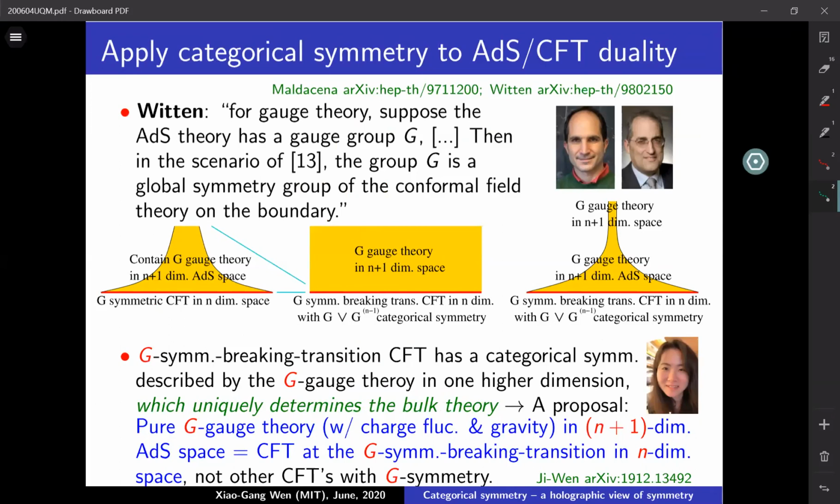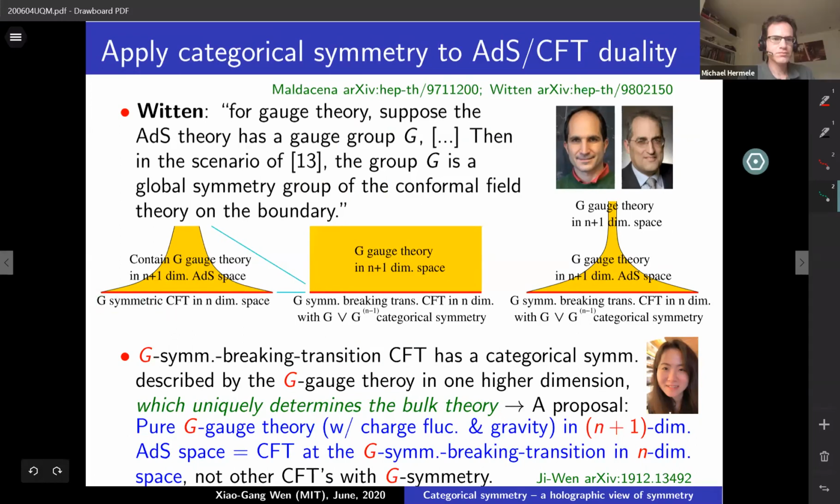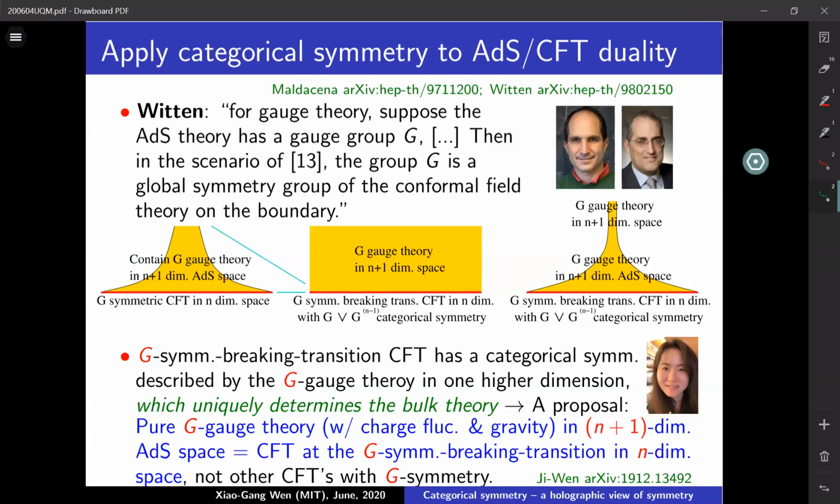So one cannot help but compare this with the AdS/CFT picture. Witten mentioned that in the AdS/CFT picture, if a conformal field theory has a G symmetry, then the AdS bulk would contain a G gauge theory. So there's a relation: if a conformal field theory contains a G symmetry, then the bulk must contain a G gauge theory.